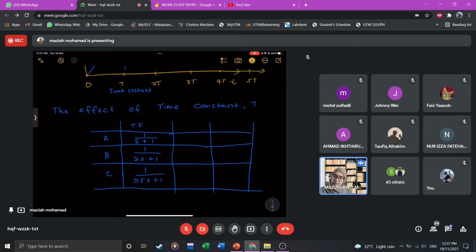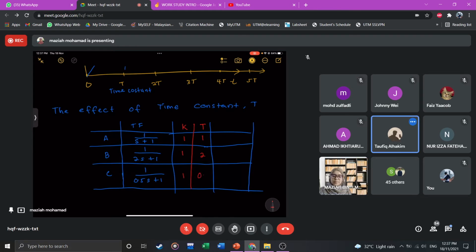Based on the transfer function, we can determine the value of K and T. What is the value of K for system A? 1. T? 1. Also 1. How about system B? K is 1, T is 2. Okay, correct. How about C? K is 1, T is 0.5.